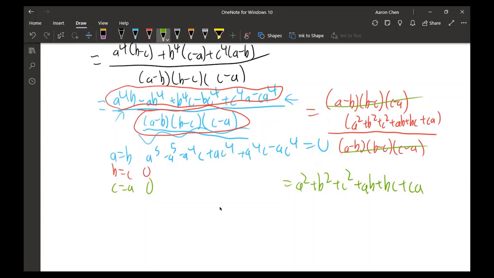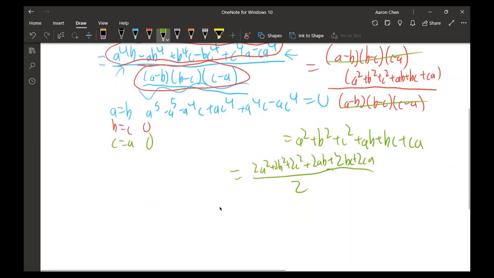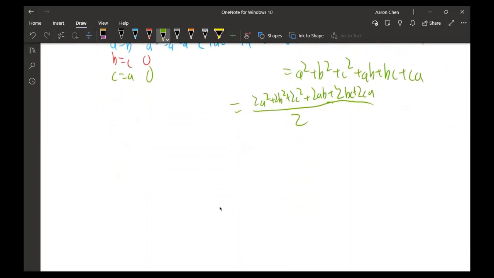And so this is clearly just 1/2 of 2a squared plus 2b squared plus 2c squared plus 2ab plus 2bc plus 2ca. And so now we can recognize this, and we can turn this into a plus b squared plus b plus c squared plus c plus a squared, all divided by 2.